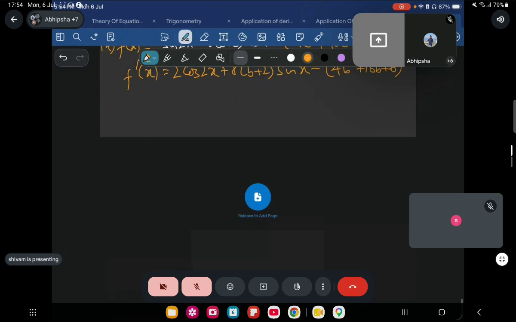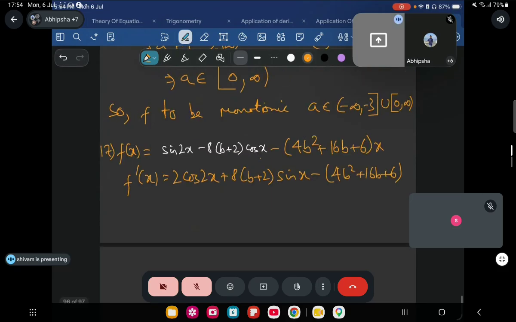Okay. So 2 cos 2x means 2 into cos 2x, which is equal to 1 minus 2 sin square x. Okay. Plus 8 into b plus 2 into sin x minus 4b square plus 16b plus 6. Okay.